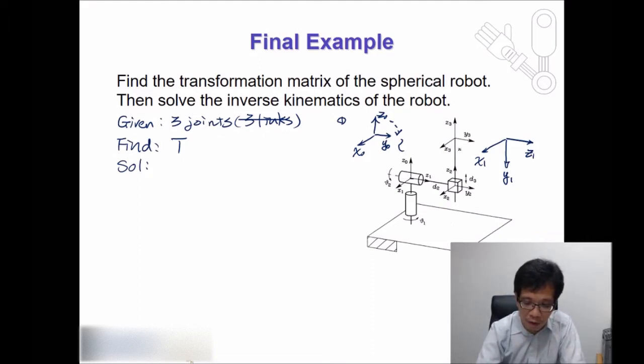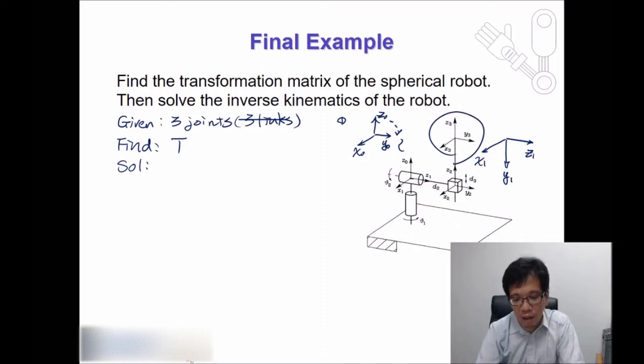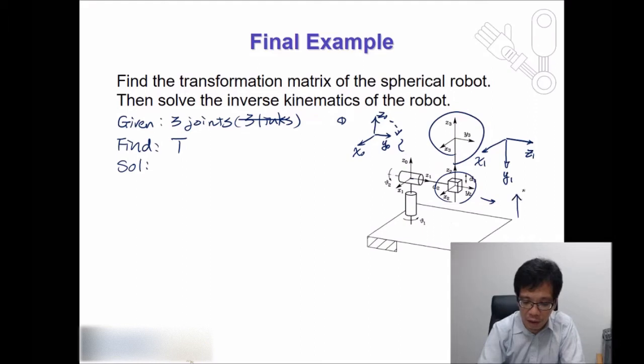For this one over here, everything is pretty much specified, so just leave it like this. And this one over here is going to be z2, y2, x2. This has been rotated back to its original position. Then the rest are the same.